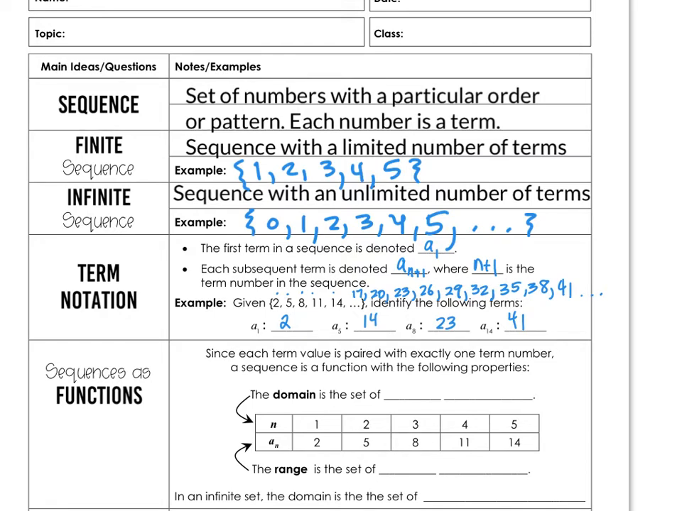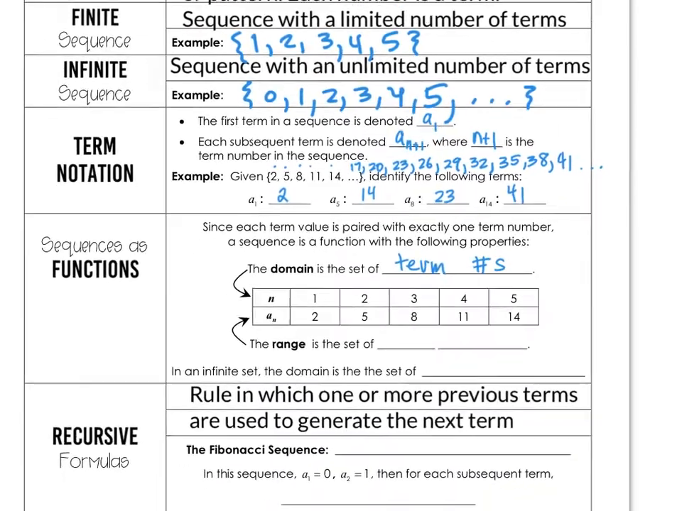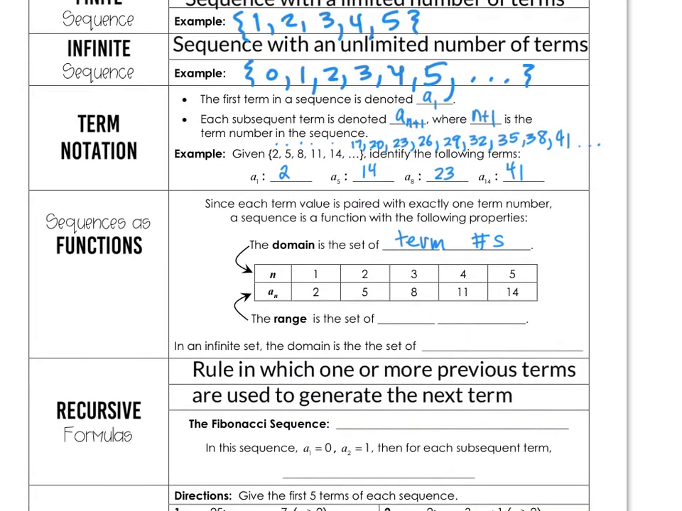Since each term value is paired with exactly one number, a sequence is a function with the following properties. We have our domain, and the domain is the set of your term numbers. So the domain would be like first term, second term, third term. The range is the actual term values. In an infinite sequence, the domain is the set of natural numbers.